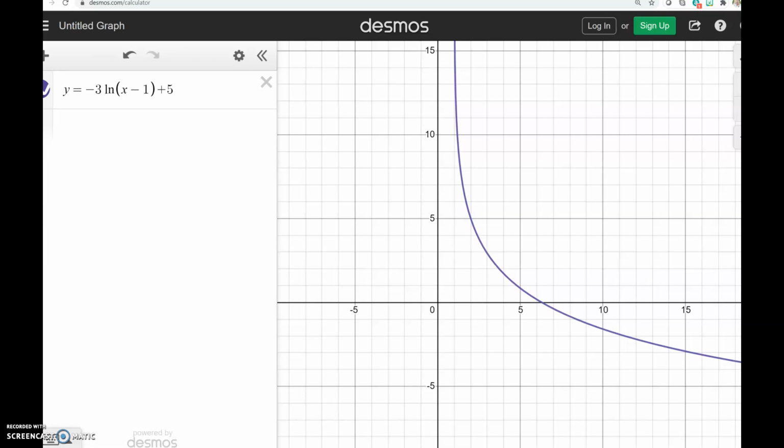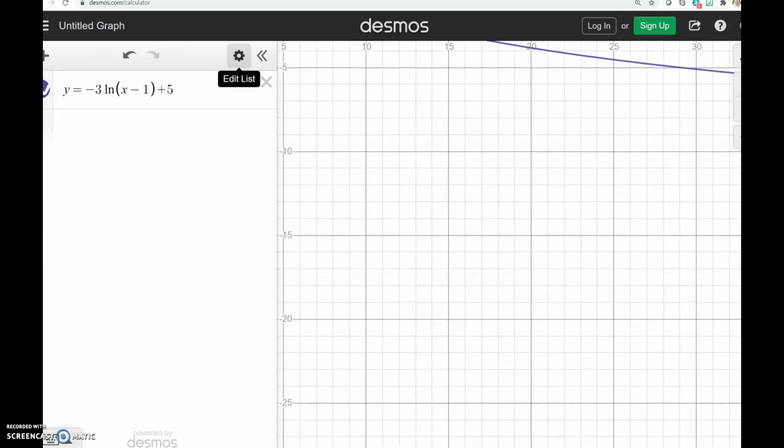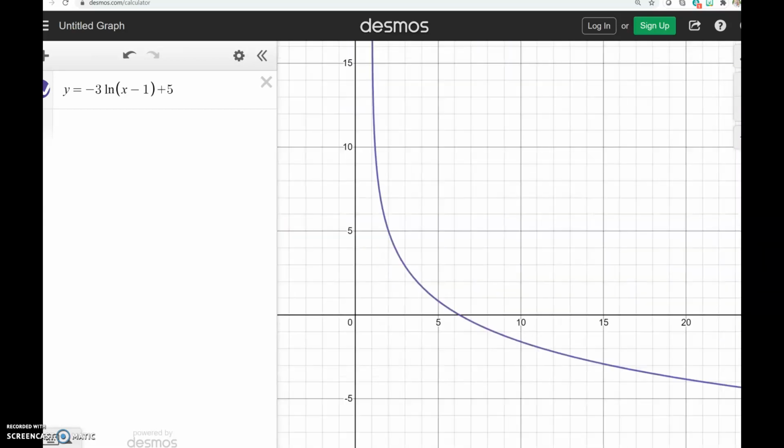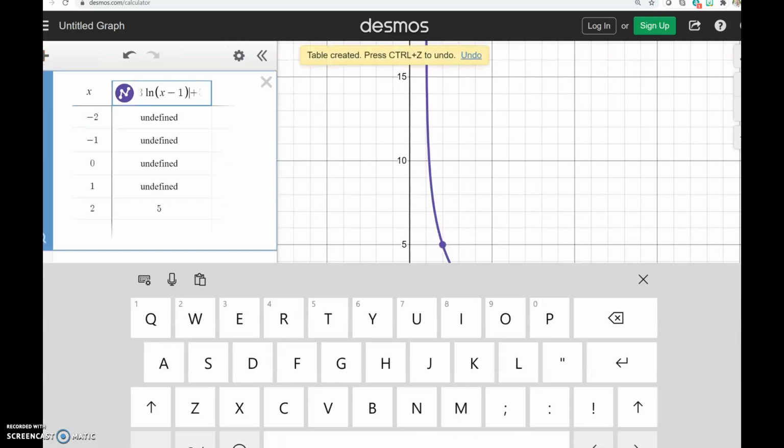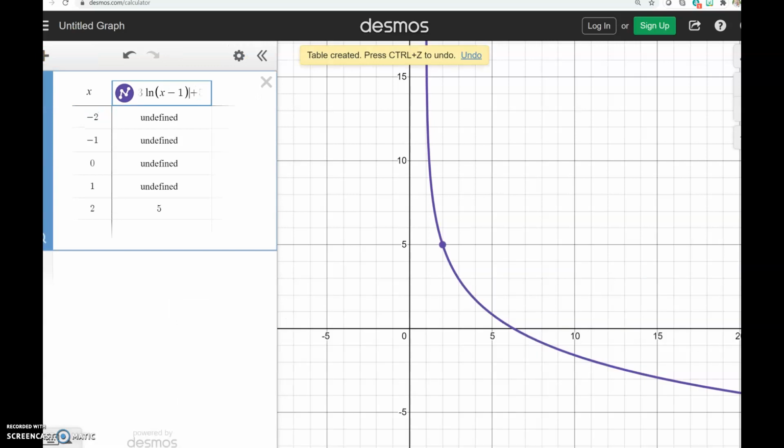Okay, quick review, how to get the points. Click on the settings wheel. Oops, I've moved my graph around. Settings wheel, and then convert to table. And you will have some undefined because there is an asymptote. This asymptote is at x equals 1. So at 1 and anything less than 1, the function is undefined because that's the left side of that asymptote. So 2 is the first point that we can use.